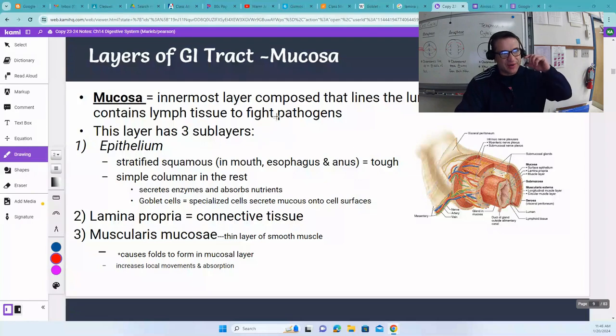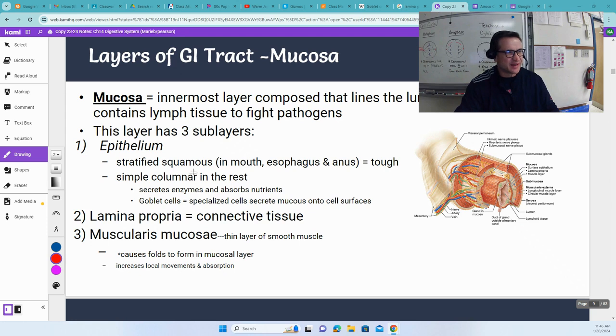All right, so some more in-depth info on the mucosa, the first layer that you encounter when you move out from the lumen. So it's the innermost layer that actually lines the lumen of whatever organ it is, esophagus, stomach. In this case, it's the small intestines because it's got the mesentery. Also contains lymph tissue that fights pathogens. Lymph tissue is part of your immune system. So it has three distinct layers.